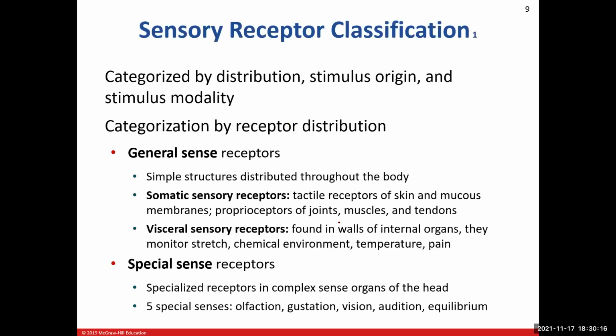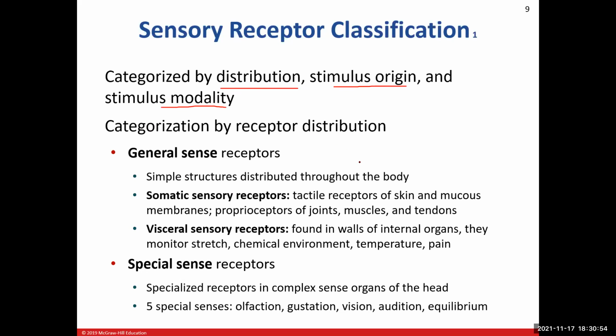Cerebral cortex. So I want to get into how we are going to classify our sensory receptors here. And how we do that is based on three different categories. The categories are where they're located, so where they're distributed, where the stimulus originates from, and then what type of stimulus we're looking at. So let's start off with the distribution. There's two types. We have what's called general sense receptors and special sense receptors.